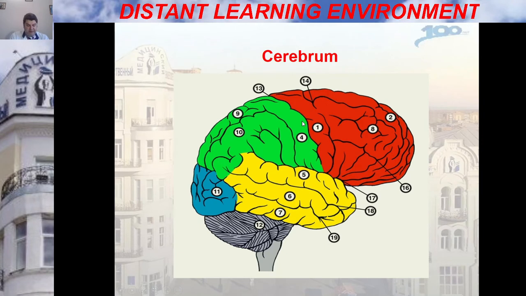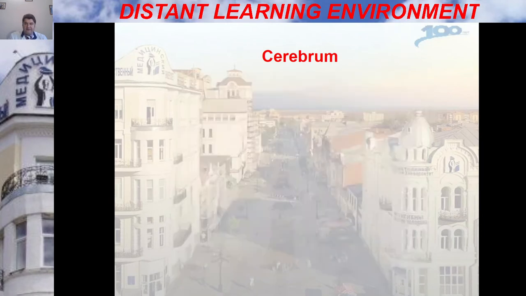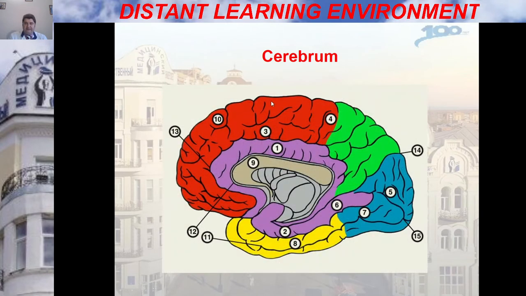Above the intraparietal sulcus is the superior parietal gyrus in number 9, or lobulus parietalis superior in Latin, which extends also to the medial surface of the hemispheres. You may see this part here.